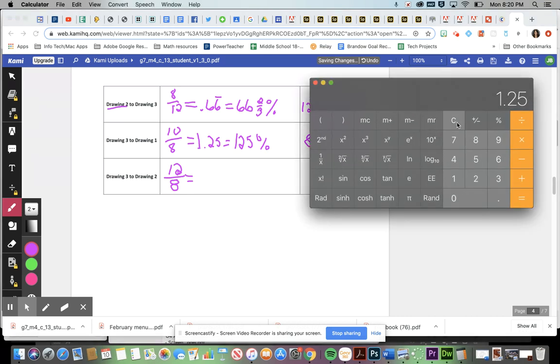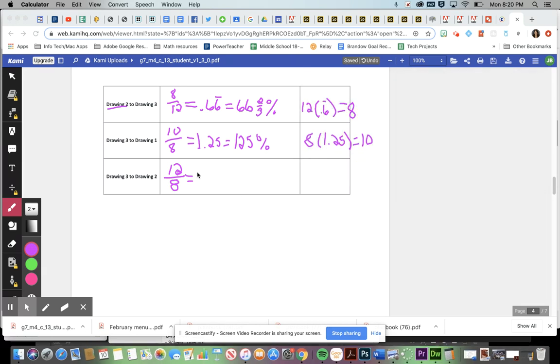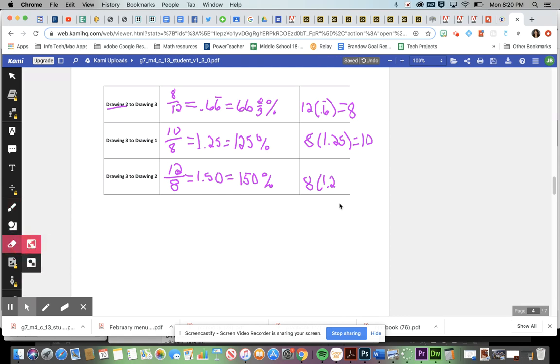This one's going to be over 100 as well. 12 divided by 8 is 1.5. And as a percent would be 150%. Our equation for that would be our original of 8 times 1.5 equals 12.